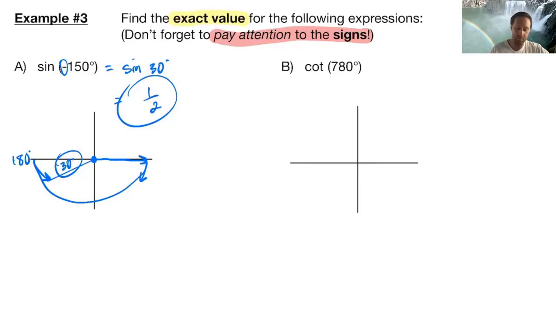Now, if you want to double check what the sine of 30 is, yes, you can pull out your calculator, but don't forget it asked for the exact value. They don't want you to use approximations like decimals. They want the exact fraction, okay? Even though 0.5 is the same, the square root of 3 over 2 is an exact answer.